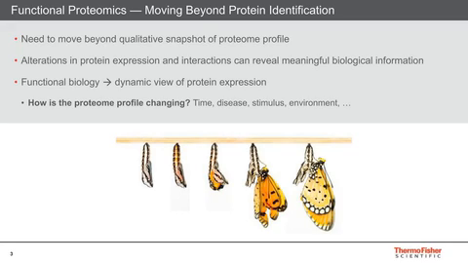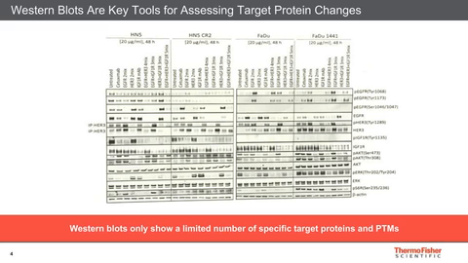proteome. In order to better understand functional biology of a system or organism, we need to move beyond protein identification and begin to monitor changes in protein abundance, interactions, structure, in multiple samples in numerous conditions. Only through more comprehensive analysis of protein expression and dynamics will we be able to understand alterations to the proteome over time or in response to disease, stimuli, or environmental cues.